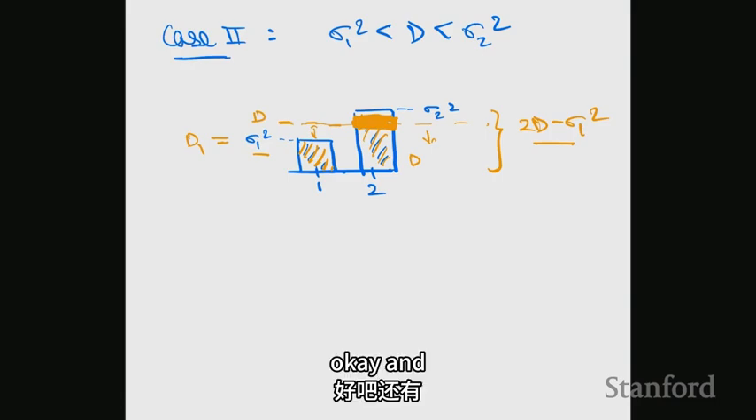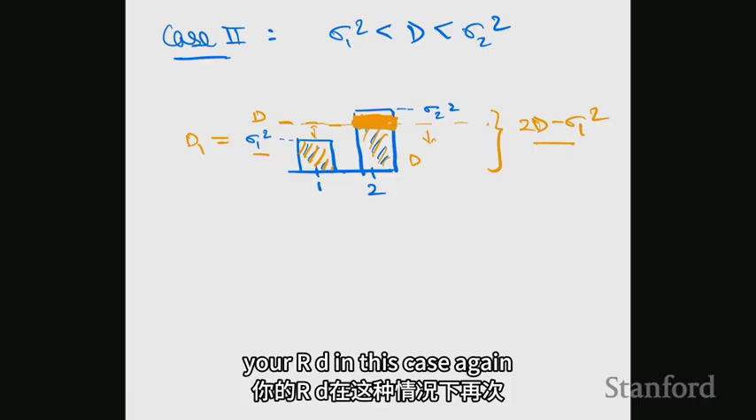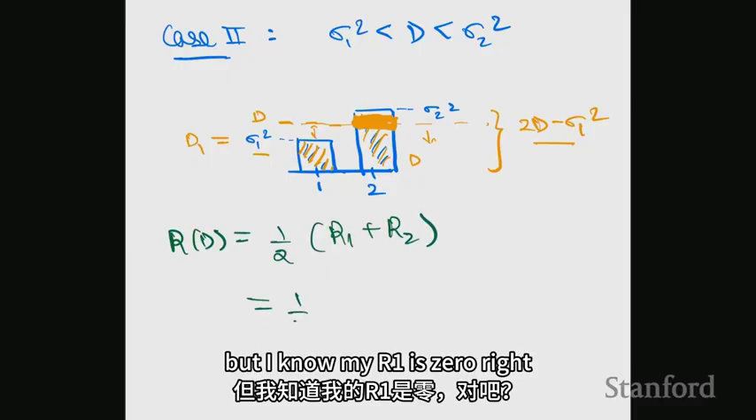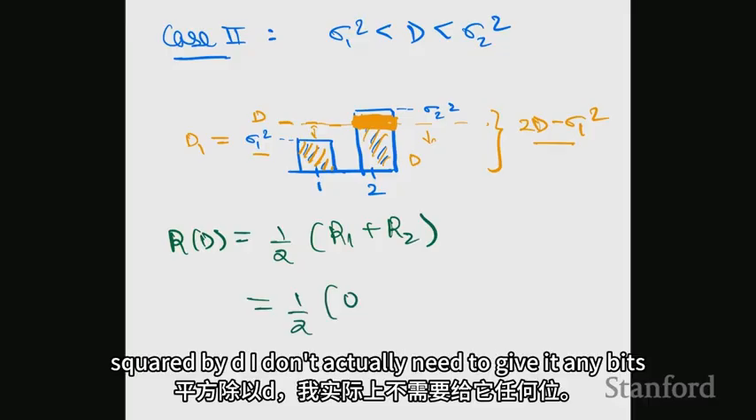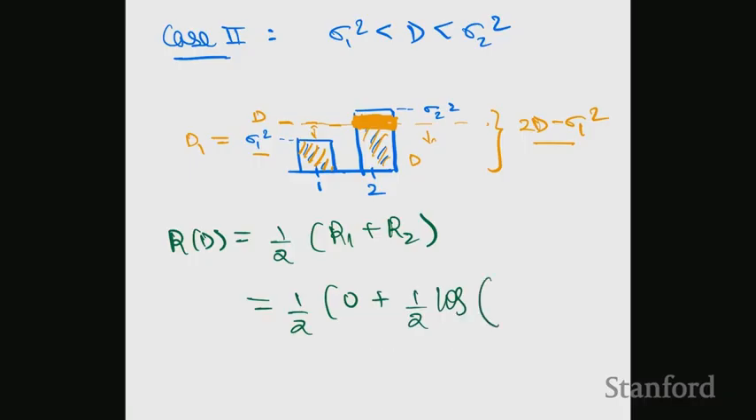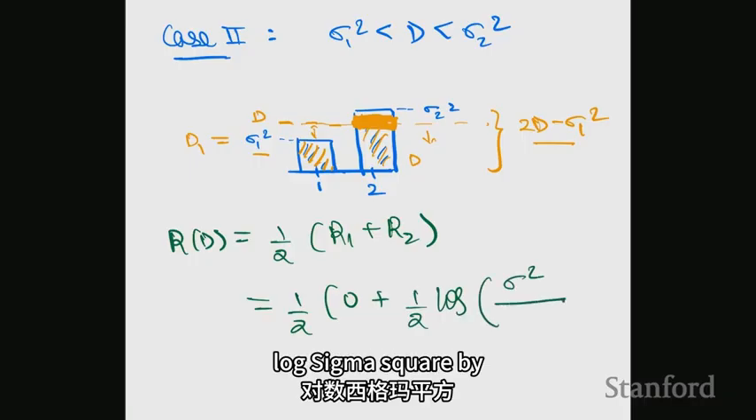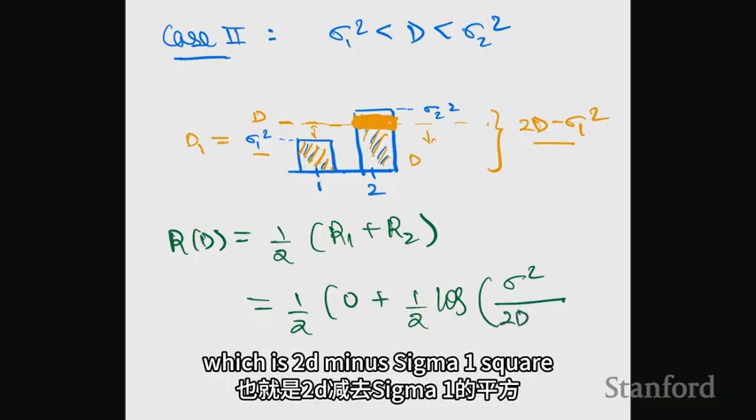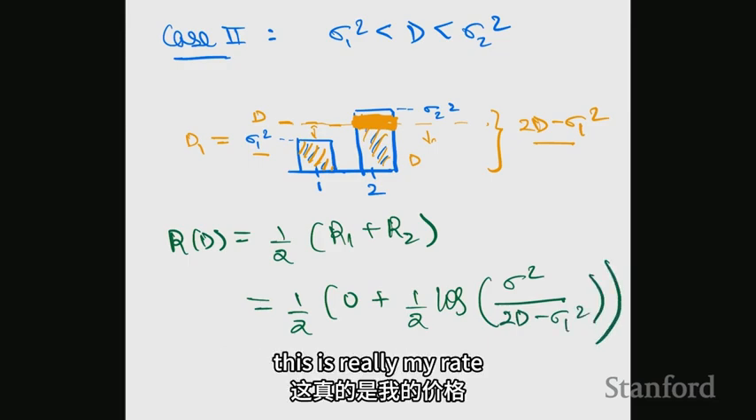Okay, and your RD in this case again would be half R1 plus R2. But I know my R1 is 0, right? Because sigma square by D, I don't actually need to give it any bits. And my R2 now is log sigma square by the distortion which is given to the second one, which is 2D minus sigma 1 square. This is really my rate.